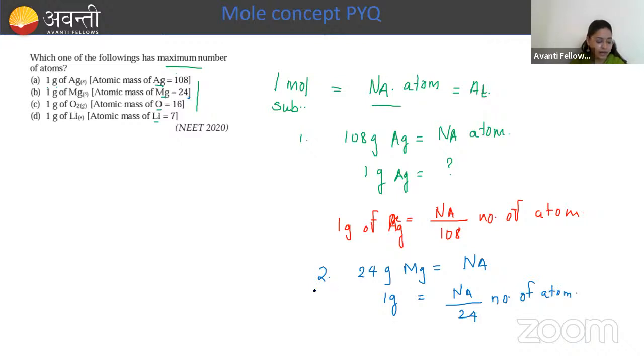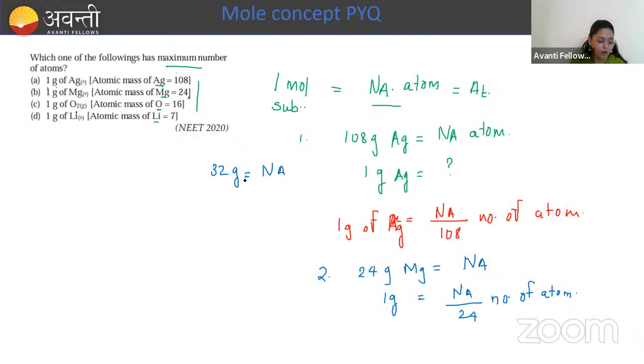Next, what is given? 1 gram of O2 is given. For that, the atomic mass of oxygen is given, but this is the mass of oxygen. Here, a molecule is given, that is O2. So for the O2 molecule, 32 grams will contain Avogadro's number of atoms.